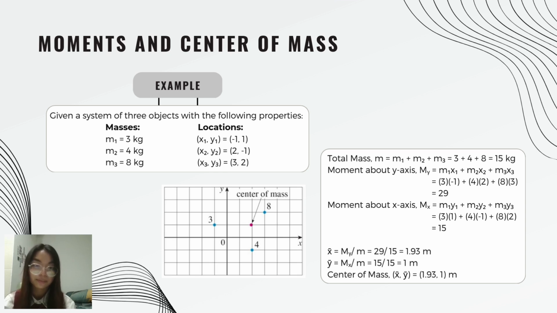Then we find x bar, which is the moment about the y-axis My divided by the mass M, and we get 1.93. And we can also find the y bar by dividing the moment about the x-axis Mx by the total mass M, and we get 1. So the center of mass x bar, y bar is equal to 1.93, 1.